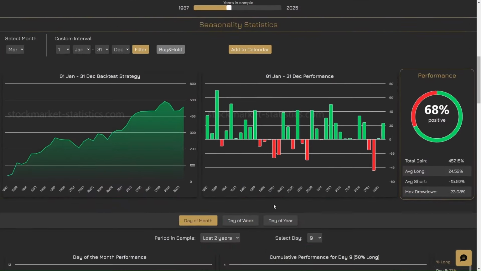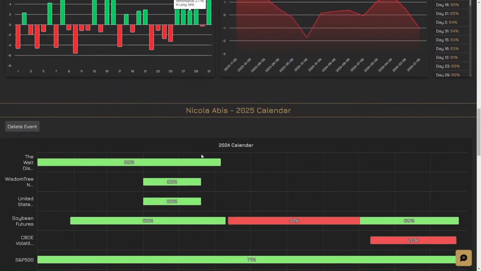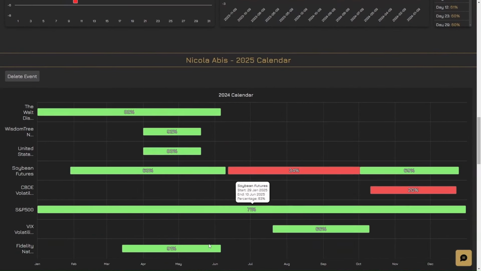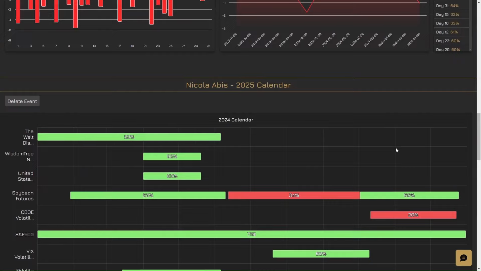Once we identify an interesting strategy, we can save it to our personal calendar by clicking this button. Scrolling down, your personal calendar will always be saved. This way, you will never miss an opportunity.